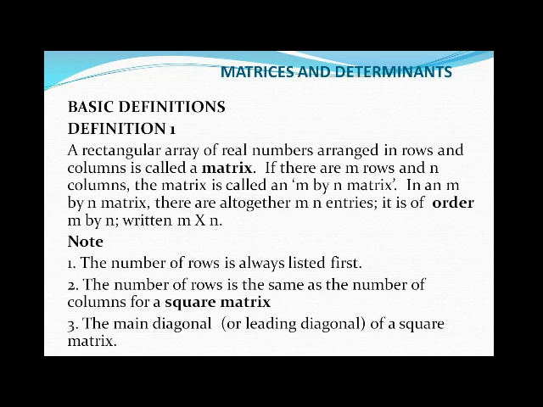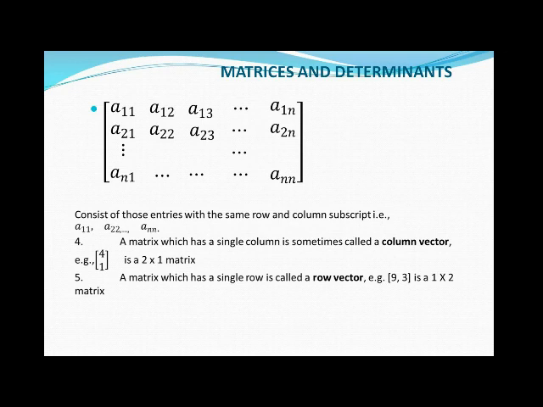3. The leading diagonal of a matrix is the diagonal containing the entries from the top left-hand corner of the matrix to the bottom right-hand corner of the matrix. This is an example. A11, A12, A13 up to A1n. A21, A22, A23 up to A2n. Up to Ann. The diagonal consists of those entries with the same row and column subscripts: 1,1, 2,2, up to n,n.